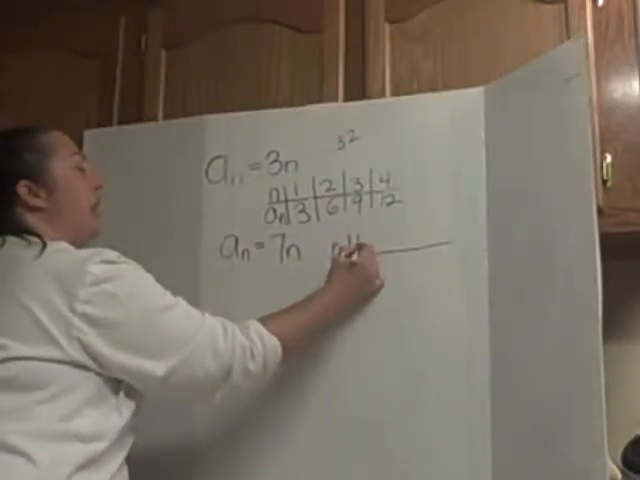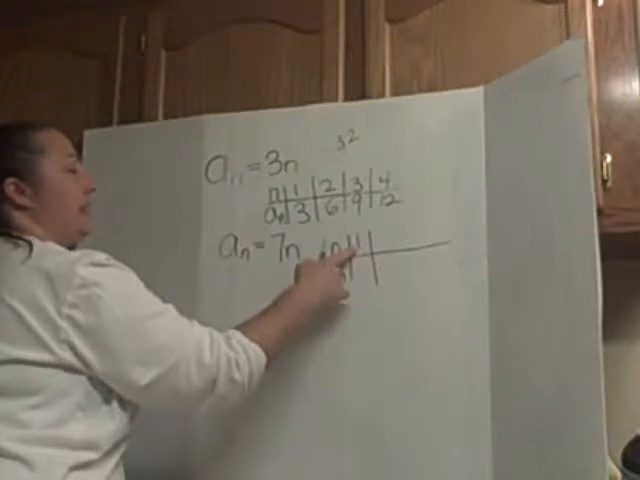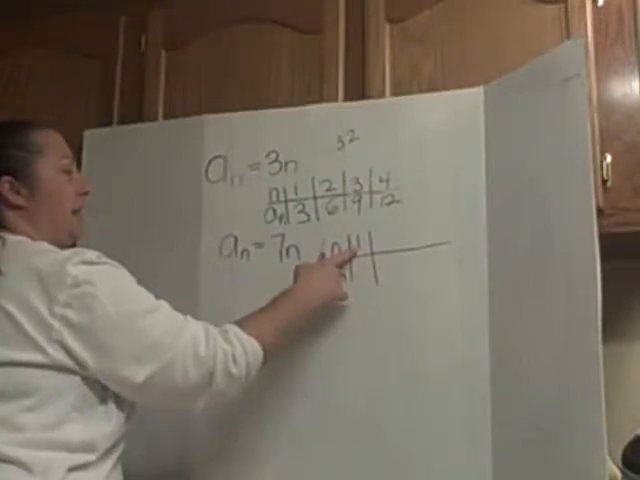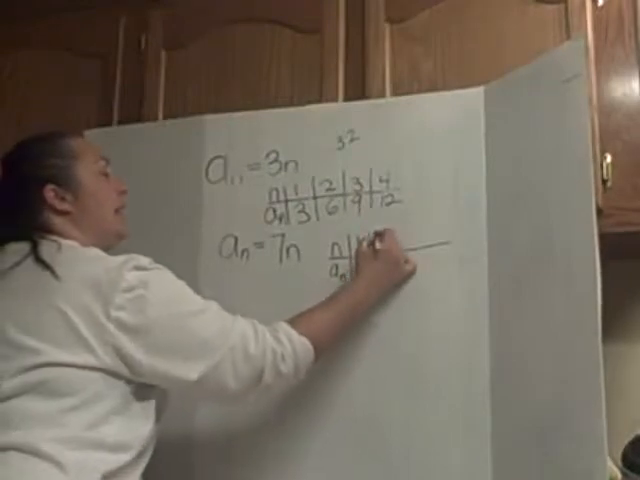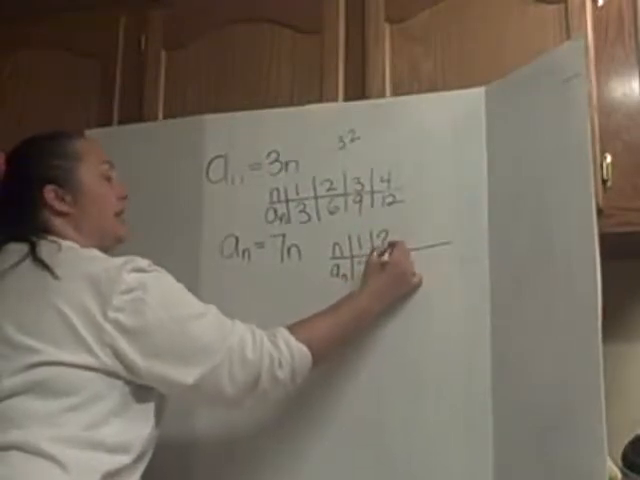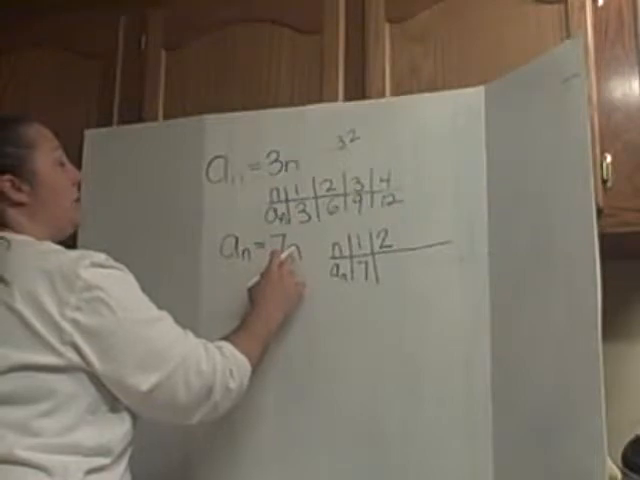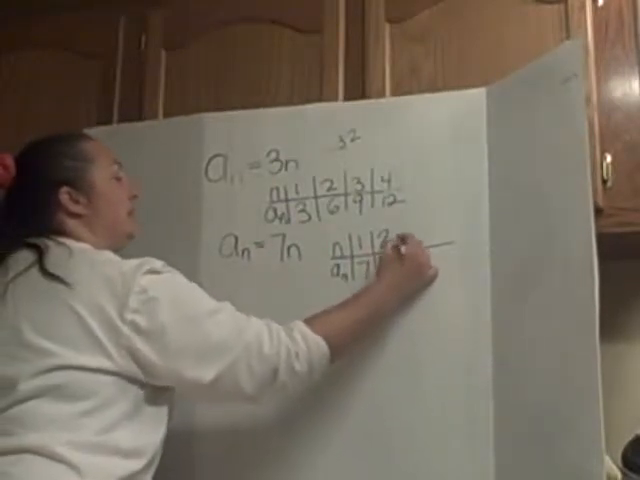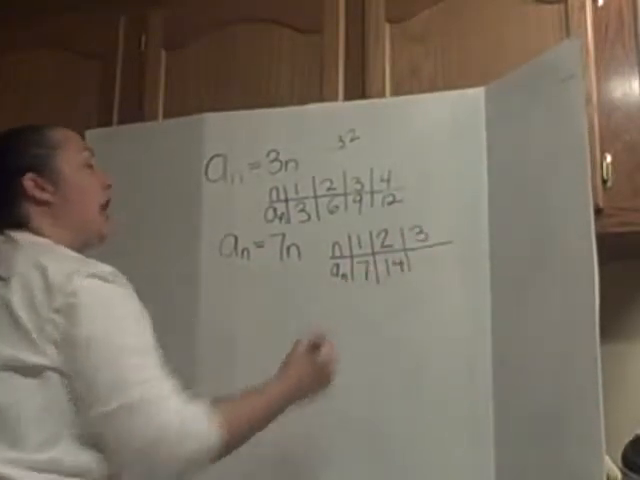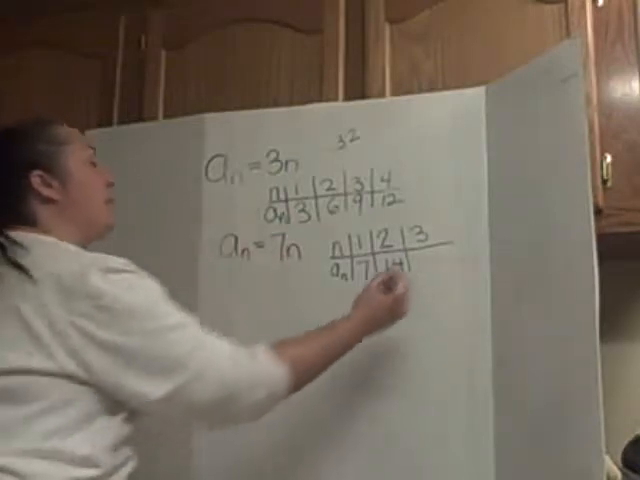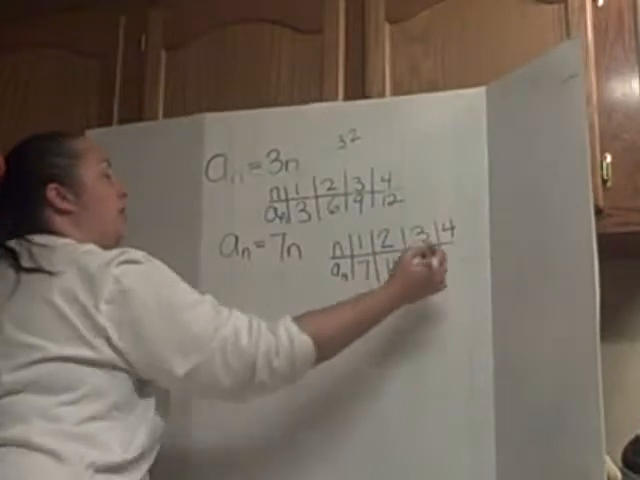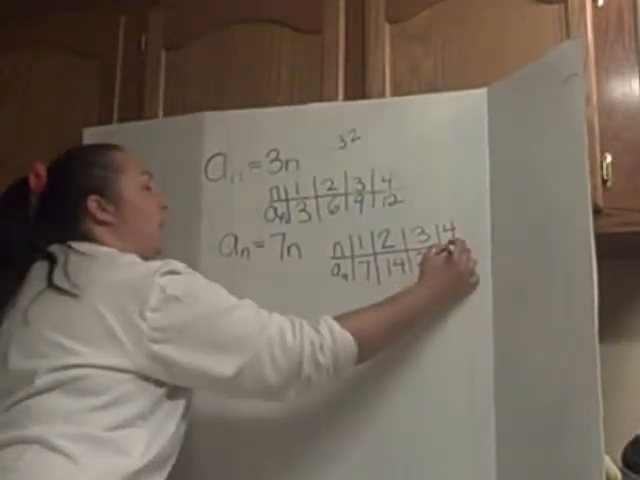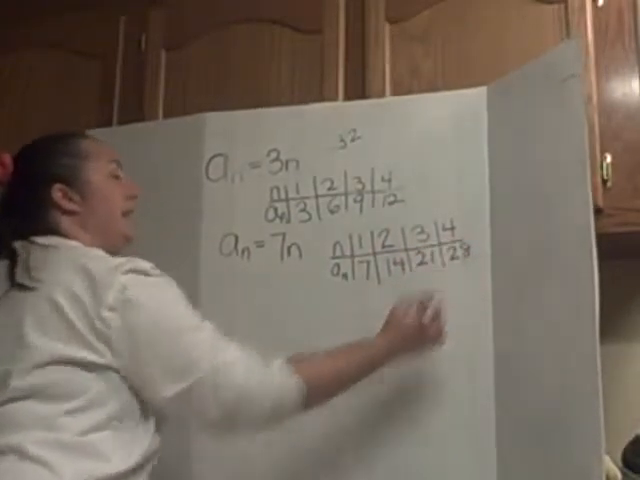The first term of the sequence is 7 times 1, which is 7. The second term of the sequence, 7 times 2, is 14. The third term of the sequence is 7 times 3, which is 21. The fourth term of the sequence is 7 times 4, which is 28.